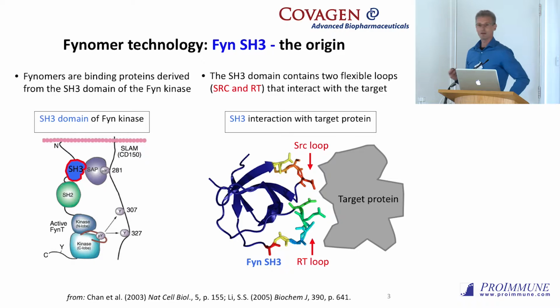So, what are phenomers? What's the technology? Phenomers are alternative binding proteins with antibody-like features, but they are not antibodies. They are derived from a protein tyrosine kinase called Fyn kinase, or rather, from the so-called SH3 domain. If you zoom into this domain, this is simply an enlargement of the SH3 domain. There are two flexible loops, the SRC loop and the RT loop. Those two loops are responsible for protein-protein interaction. They grab for other proteins, like the CDRs of monoclonal antibodies.